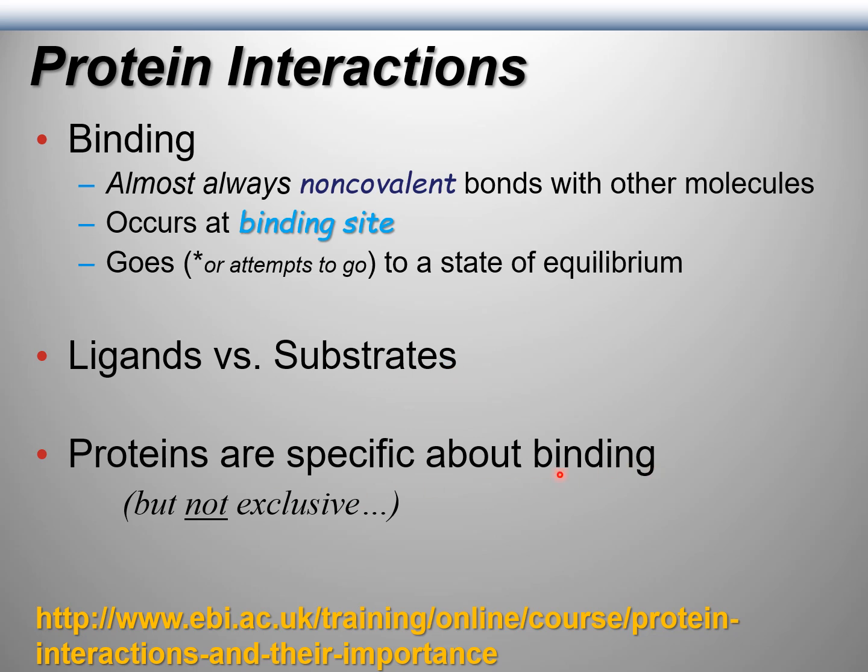And proteins are specific about their binding. They're relatively specific, not exclusive. For instance, you have opioid drugs that will bind to opioid receptors the same way that opioid peptides will bind to receptors. So the receptor can bind not only the opioid, but also the opioid peptide. If you want to get a better handle on this, this is a great link, and I strongly suggest you check it out. It's worth your time. It's just a couple minutes.